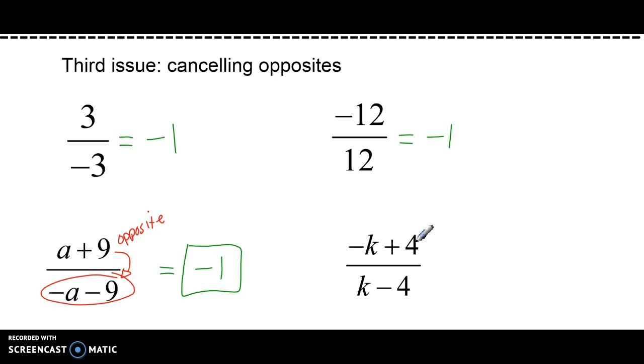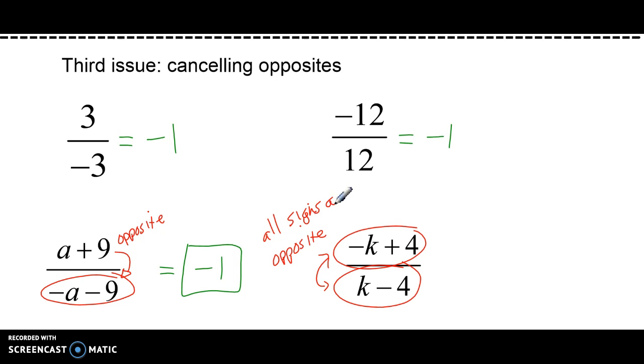Like here, this and this, these are opposites. And just to make sure there's a clear rule for this, the rule is all the signs have to be reversed. And it doesn't matter whether the top is positive or the top is negative, or the bottom is positive or the bottom is negative, as long as they're opposites. All signs have to be opposite. And in that case they are, so you can cancel, you would get -1.